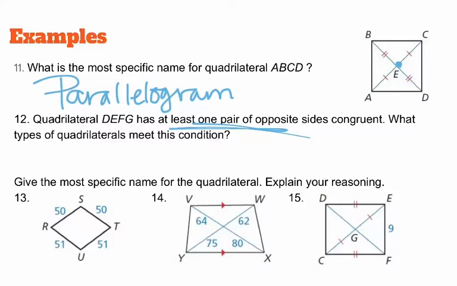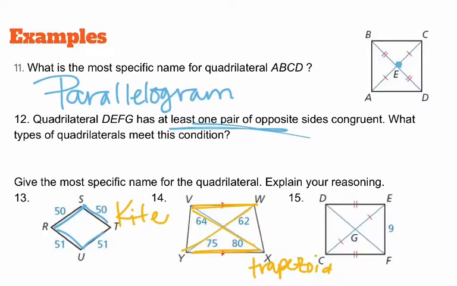All right, take a look at number 13. What's the most specific name? Well, we don't know anything about the angles, but we can see that we have 2 sets of sides that are congruent, 50 and 51, but they're not across from each other, they're next to each other. Therefore, that shape is a kite. Now the next one is just a plain trapezoid. We have one set of parallel sides. And it's only a plain trapezoid because these diagonals are not congruent. In order to be isosceles, they'd have to be congruent.